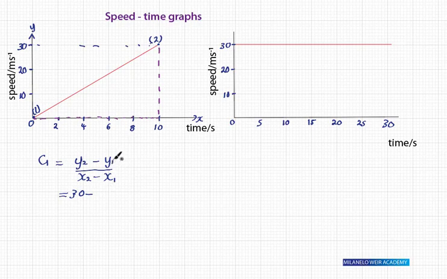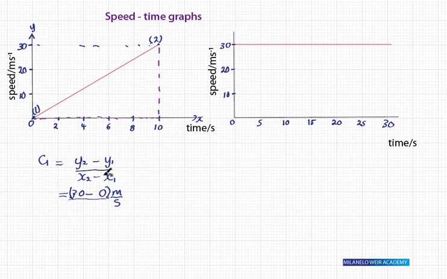Minus y1. What is y1? The value of y at point 1. Where is point 1? Here is point 1. So the value of y is here. It happens to be 0, right? And what are the units? The units are meters per second.